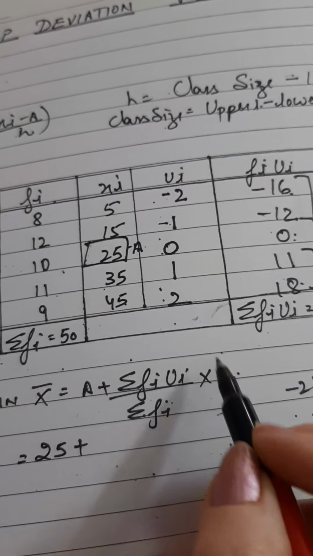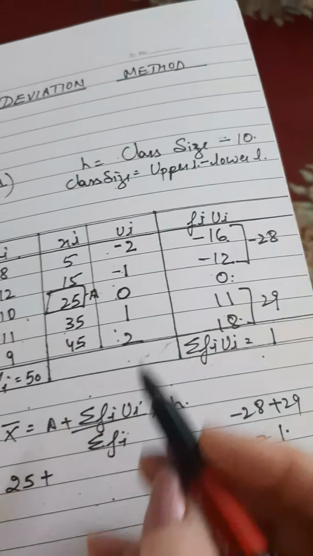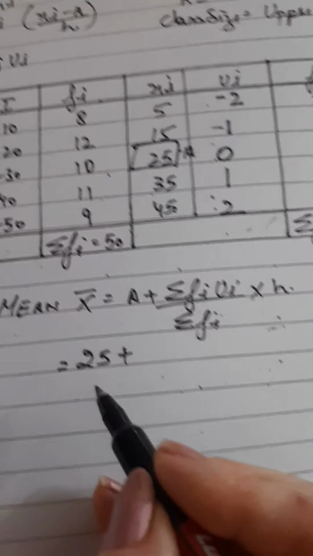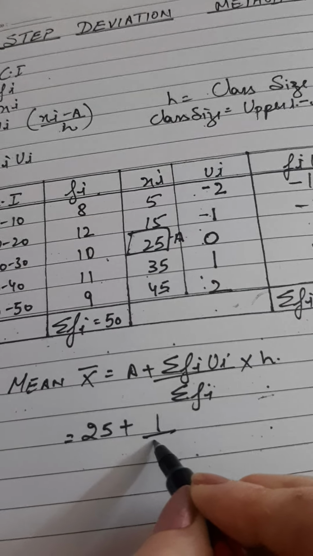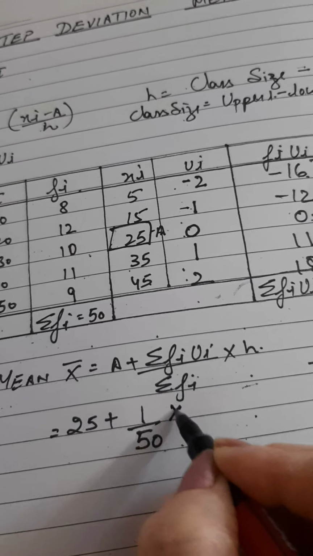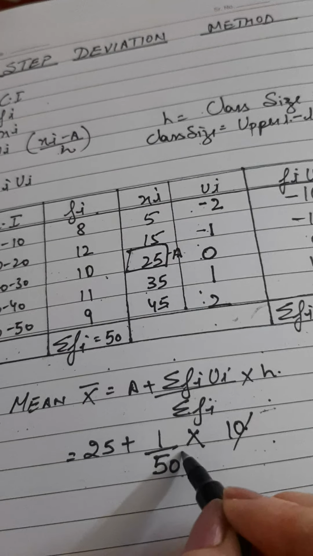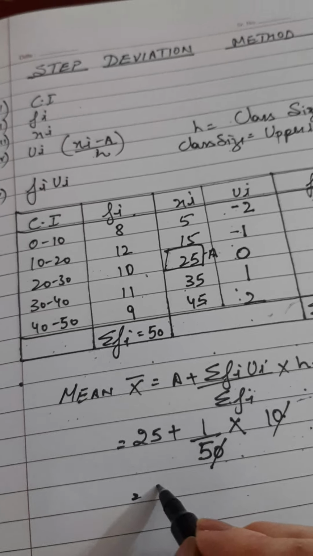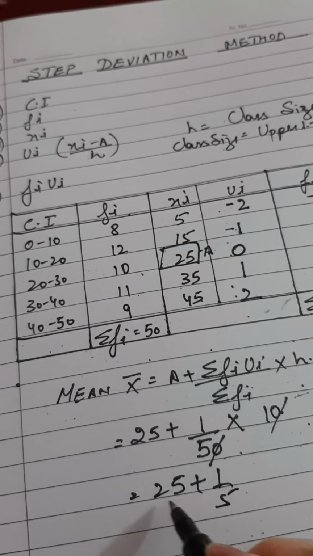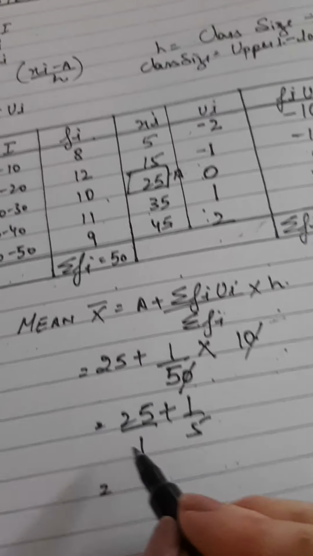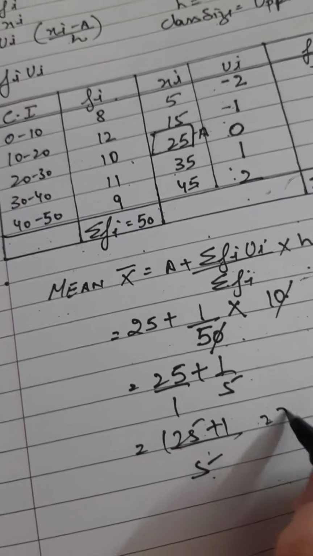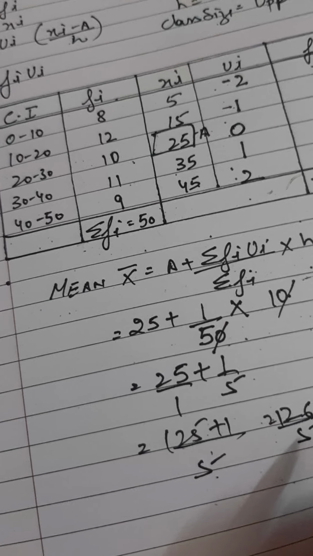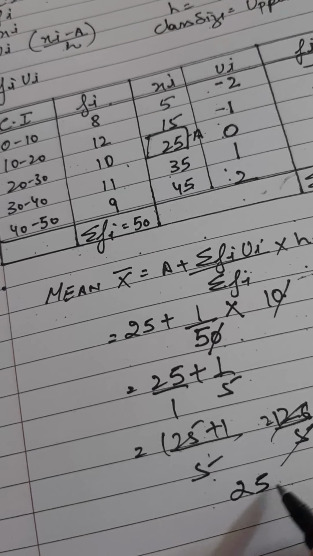H is what? Class size, which I already told. What is the class size in this question? That is 10. Apply the values. 25 plus sigma fi ui is 1, upon sigma fi is 50, into h is 10. 0, 0 cancel. 1 upon 5 comes. So it is 25 plus 1 upon 5. It's a fraction value, so put 1 over 1 for 25. Take the LCM: 1, 5 is 5. Here comes 125 plus 1, which is 126 upon 5, which we divide. So the answer comes 25.2. So the mean is 25.2.